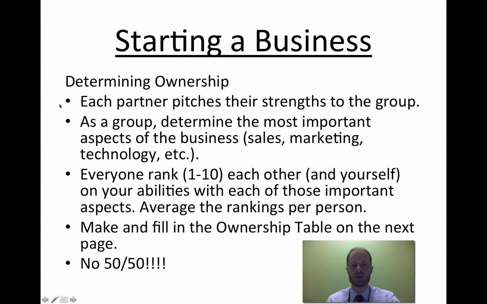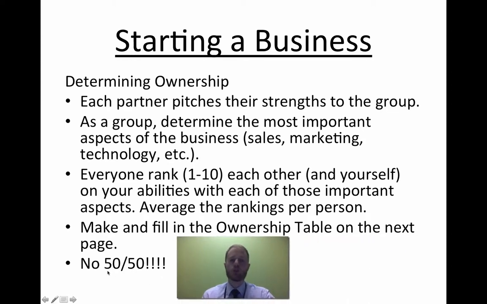First thing you want to do is have each person pitch their strengths. Tell everybody what they are really good at. And then as a group, you want to collectively determine what is very important for the business to succeed. Like here I have sales, marketing, technology. And then everyone is going to rank themselves and each other from 1 to 10, 1 being the worst, 10 being the best, on how well their abilities are with those key aspects. Then you will average those rankings together and use them to fill in the ownership table we'll look at on the next page.